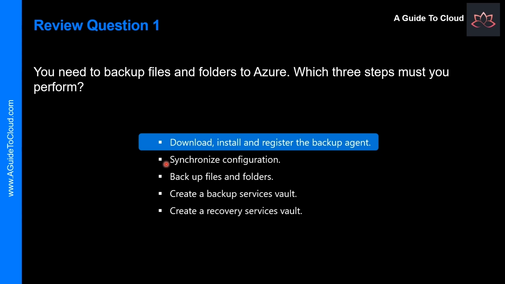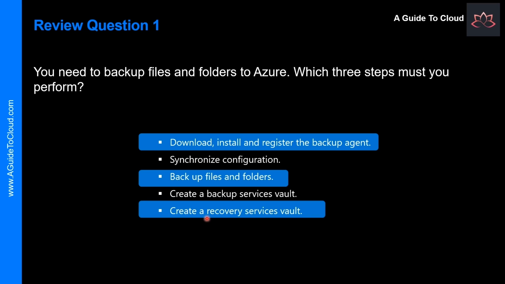So what is the second step? Is it to synchronize the configuration? No. The next step is to back up files and folders. And then what is the next step? Is it create a backup services vault? Definitely not. So the first step is to create a recovery services vault if you are looking from an order. So after you create the recovery services vault, you download the agent and install the backup agent, and then you back up the files and folders.